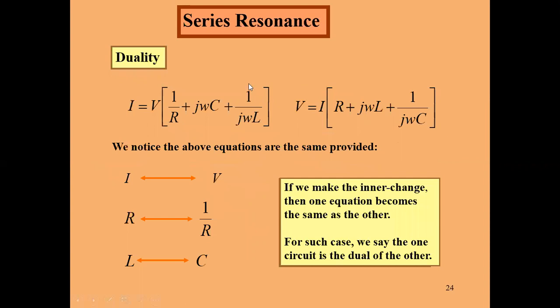The next point is duality. The series resonance and the parallel resonance are opposite, or dual, to each other. In the dual nature, the resistance is taken as 1 by R in place of the current. At parallel resonance, always remember that the voltage across the circuit is very large. In parallel resonance the inductance is replaced by the capacitor.